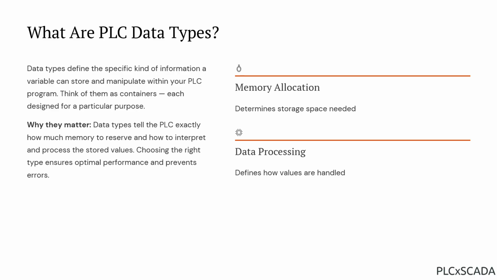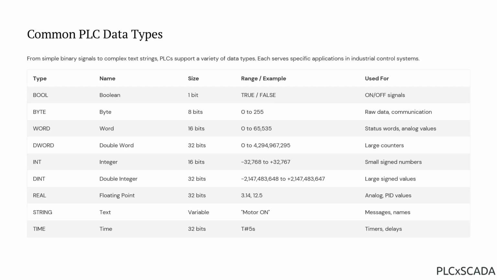Now, let us see what the common PLC data types are. The first one is BOOL. BOOL stands for Boolean. The size of that data type is 1 bit. It can be true or false, and it is used for on and off signals like commands, digital inputs or digital outputs.